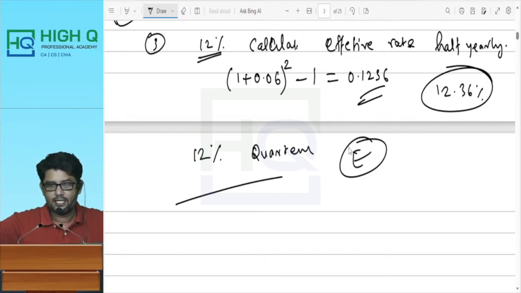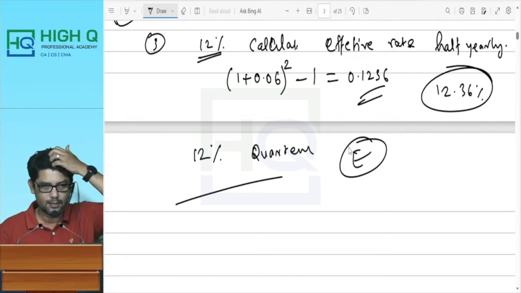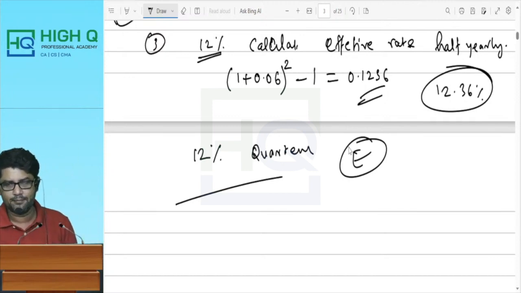People started giving me the answer 12.55. I'm assuming that you are using the calculator only. 9.27 and all, where are you getting that, my dear? Yeah, 12.55. Very good. Please start fast. You are taking too much time. 12.55 is the right answer. Okay, very good.